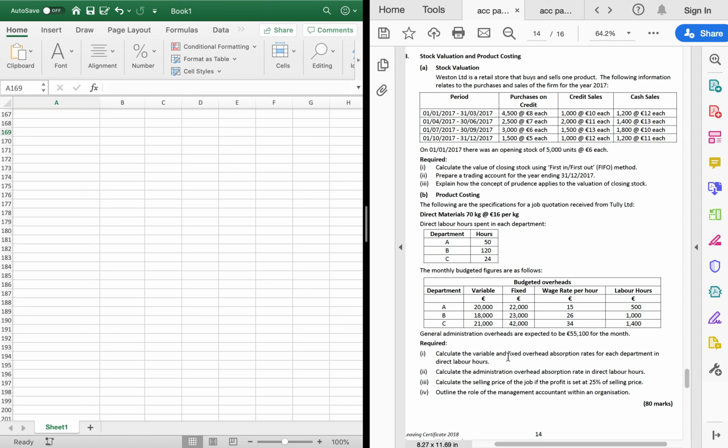So the first thing you're asked to do is calculate the variable and fixed overhead absorption rate for each department in indirect labour hours. That's basically the cost per hour. So what I'm going to do is make a little table. For each of these, I'm going to write Department A. We've got our variable cost and our fixed cost, and you don't have to do it this way. It's just easy for me here on screen. We're going to take our cost, so our overhead. In this case, the variable overhead for Department A is 20,000 and the fixed is 22,000.